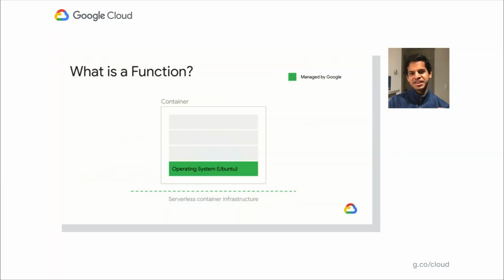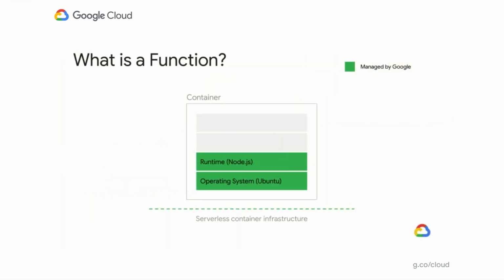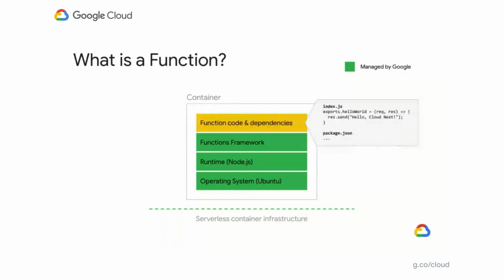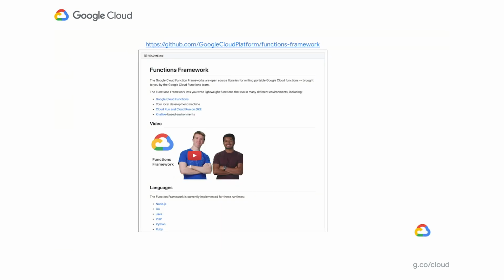To do this, let's unpack what's really in a function. A function is running in an operating system for a particular runtime, such as Node.js, with a web framework for that particular runtime, such as Express, with the functions framework, and then with the user's code and dependencies. Everything in green below is managed by Google, and only the user's code is what is provided by the user. What we have done at Google is we have taken the second green box, which is the functions framework for each language and runtime, and open sourced it. We call this the functions framework.